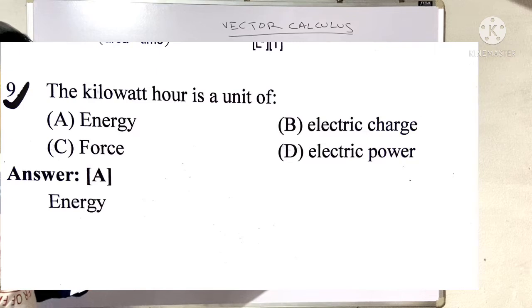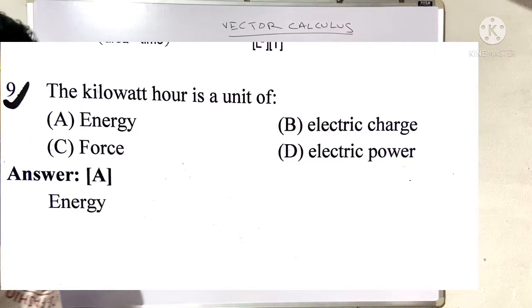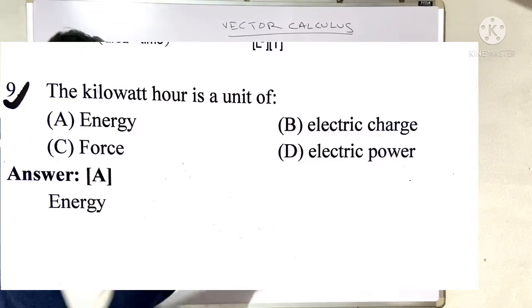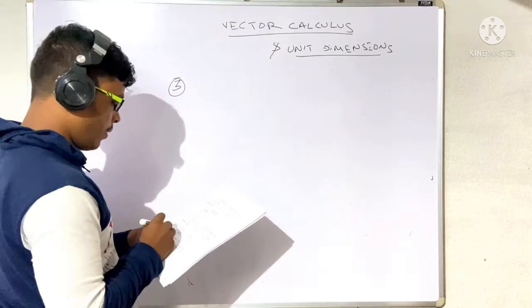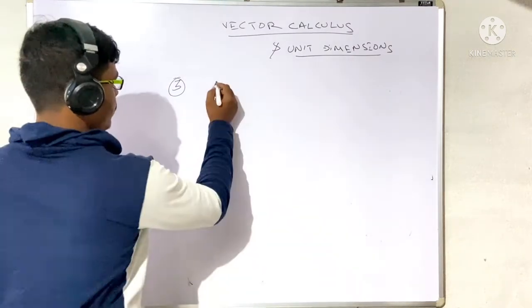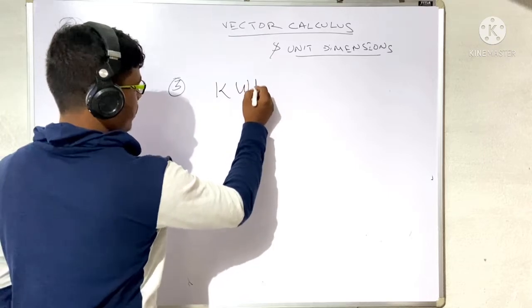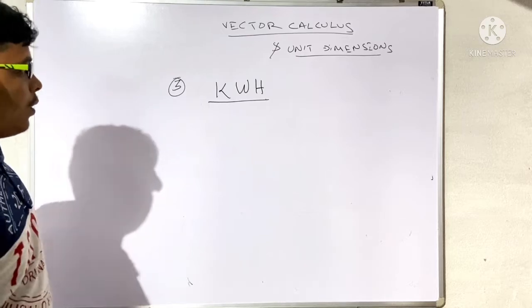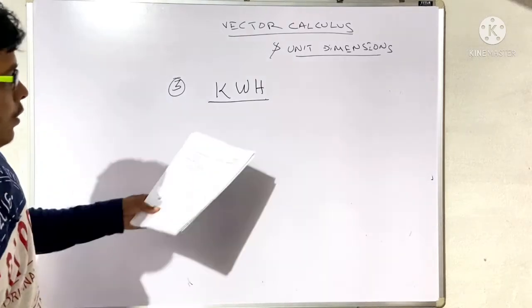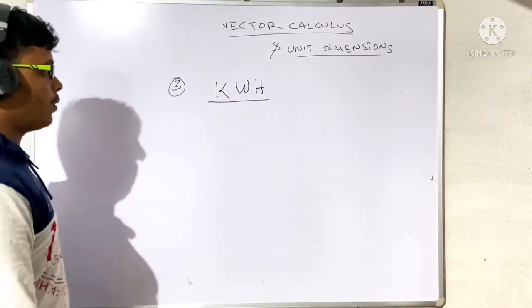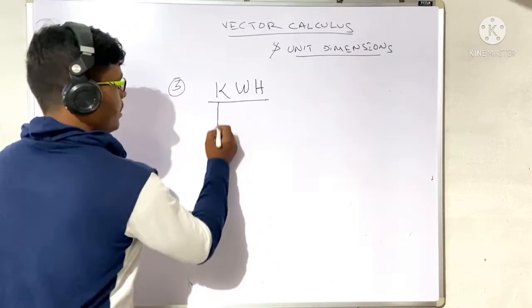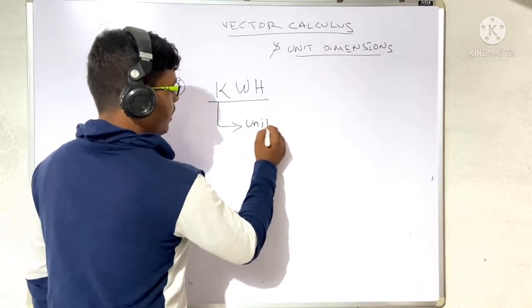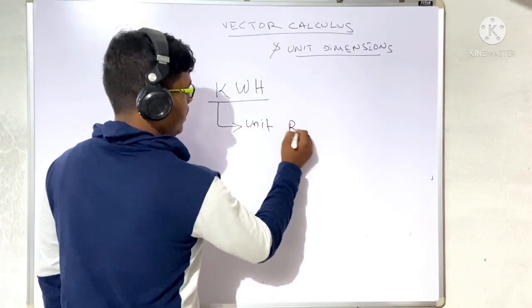Remember that kilowatt hour is a unit of energy. This is question 3. The kilowatt hour is a unit, kWh. So this is kilowatt, then hour. I think you know about kWh, the kilowatt hour that we use in our electric system. So remember, what does this unit represent? It is asking what this unit represents.